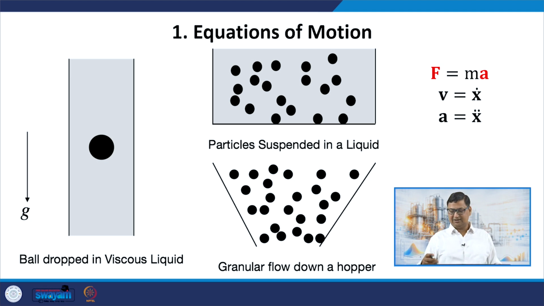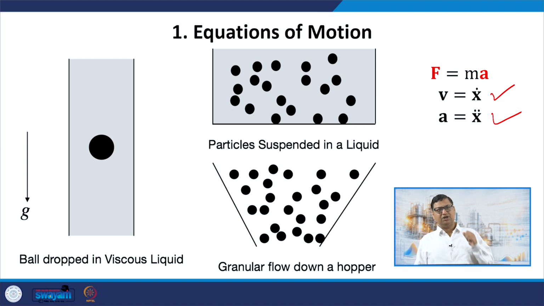We can define the velocity as the derivative of the position, and acceleration as the second derivative, again with respect to time. But when we look at the problems in chemical engineering, the same equation of motion manifests in different ways. The reason is that the forces acting on an object are very different in nature depending on the system that we are looking at.